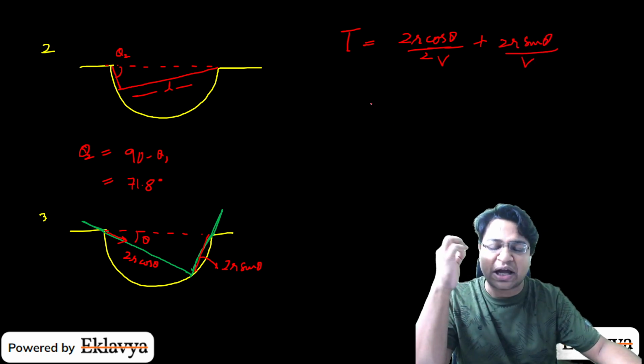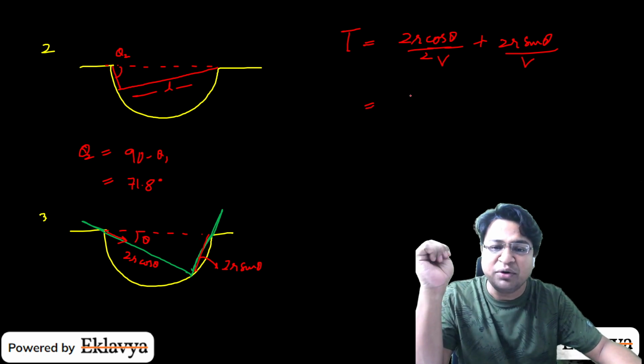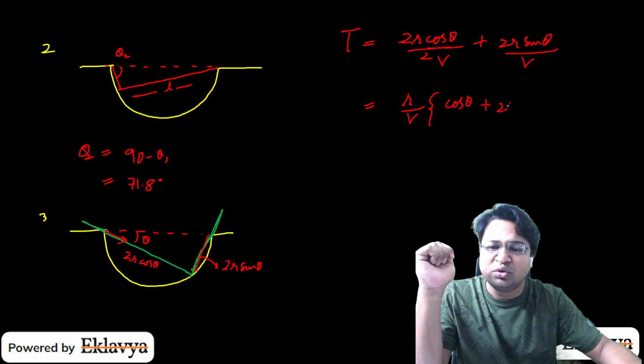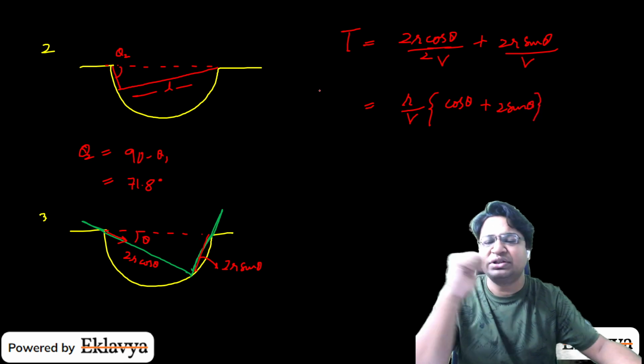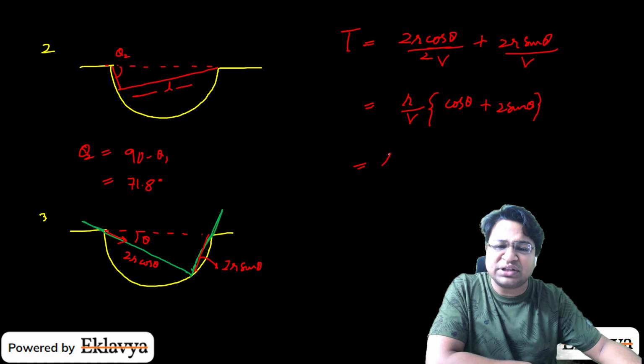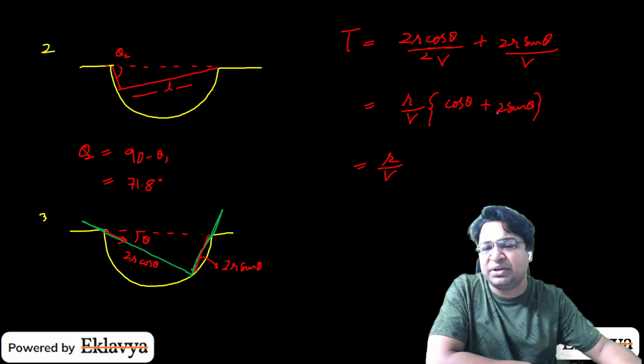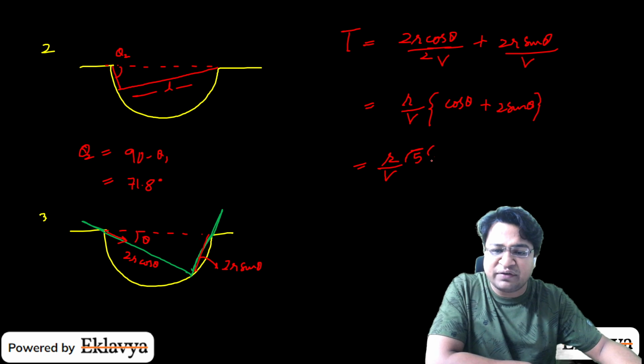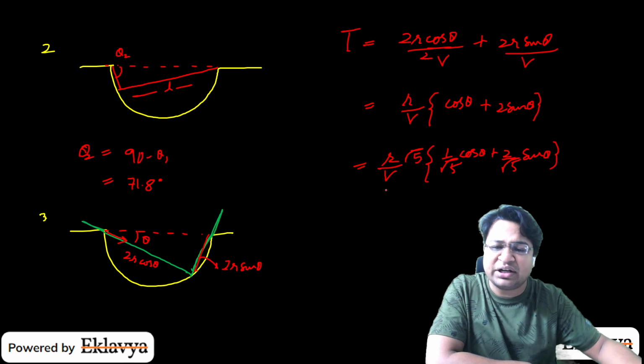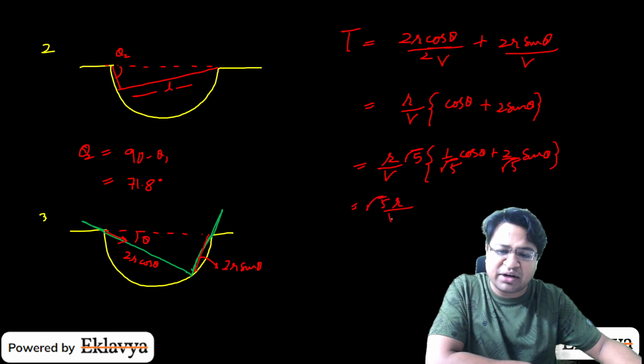So we have discovered that this time is a function of theta now. I will pull out r by v as the common quantity, so here we are getting cos theta and here we are getting 2 sine theta. Now we can modify this as r by v, and we can multiply and divide with root 5. We can write it as root 5 into 1 upon root 5 cos theta plus 2 upon root 5 sine theta, which ultimately changes to root 5 r by v into sine of theta plus some unknown angle alpha.